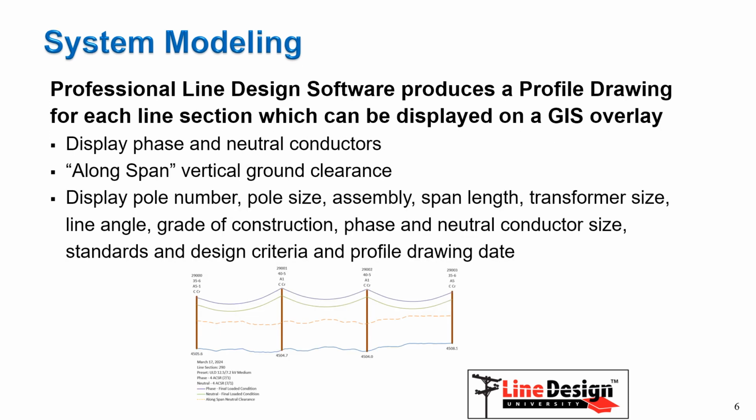The engineering design document also produces profile drawings for each line section. The profile drawings are drawn to 1 scale, and the cooperative has the option to receive the profile drawings or the XY coordinate data. Profile drawings are the best practice in the industry and can be displayed on a GIS overlay.